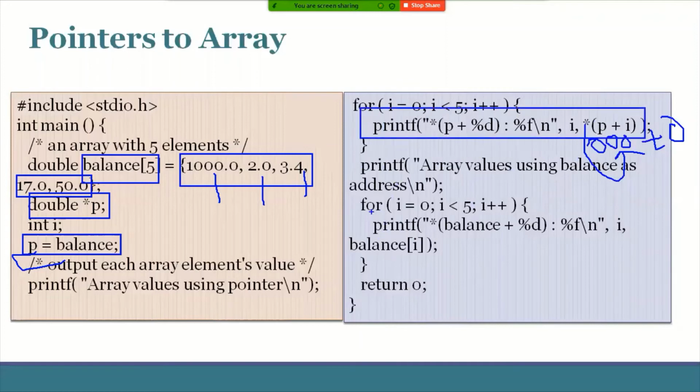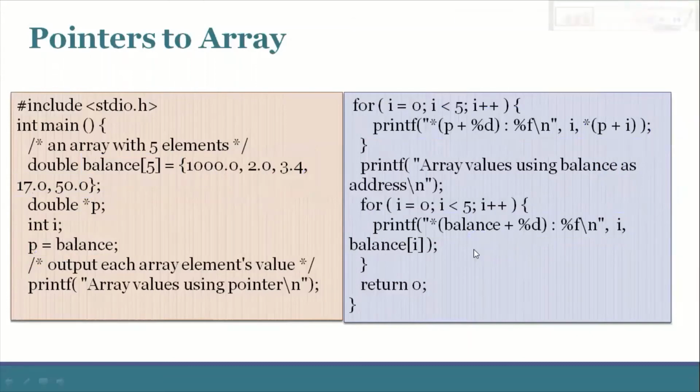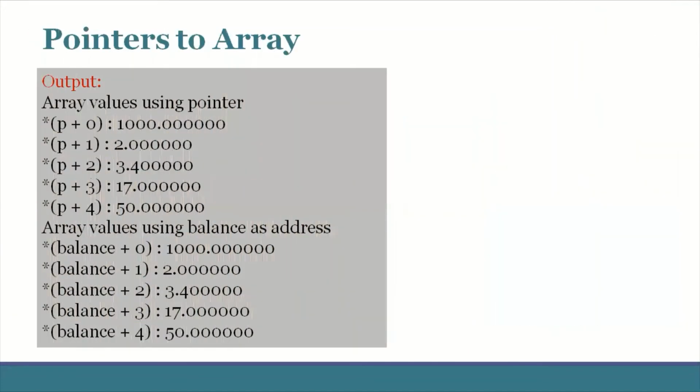Even by using the array variable also we can display. Why? Because the array variable also contains the base address. This is also similar to pointers. So the array variable is indirectly one type of pointer variable. That is about the pointers to arrays concept. If you execute this program, you will get an output like this.